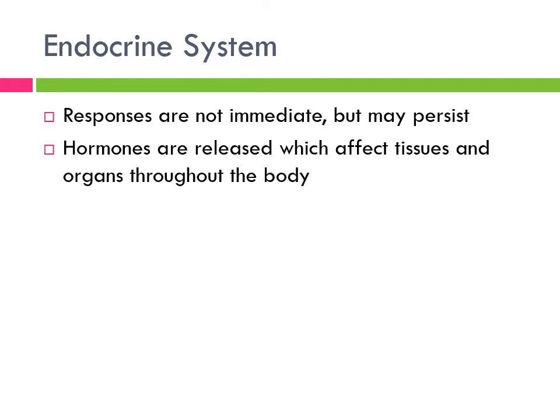The endocrine system takes longer for the effects to be felt within the body, but then those effects are going to last a lot longer than the effects of the nervous system. The nervous system makes you rip your hand off that stove and then its job is done, whereas the endocrine system is going to release hormones which will go throughout the body, affect multiple tissues, and continue to affect those tissues until the levels of that hormone have dropped again.